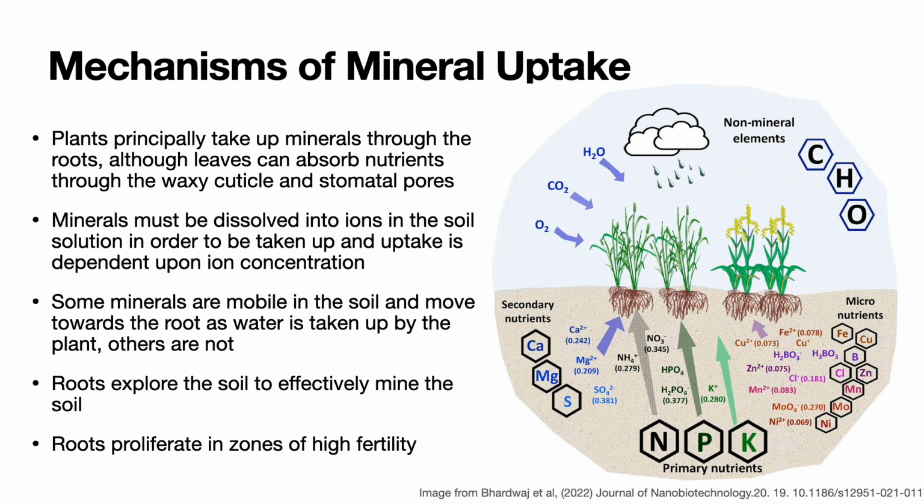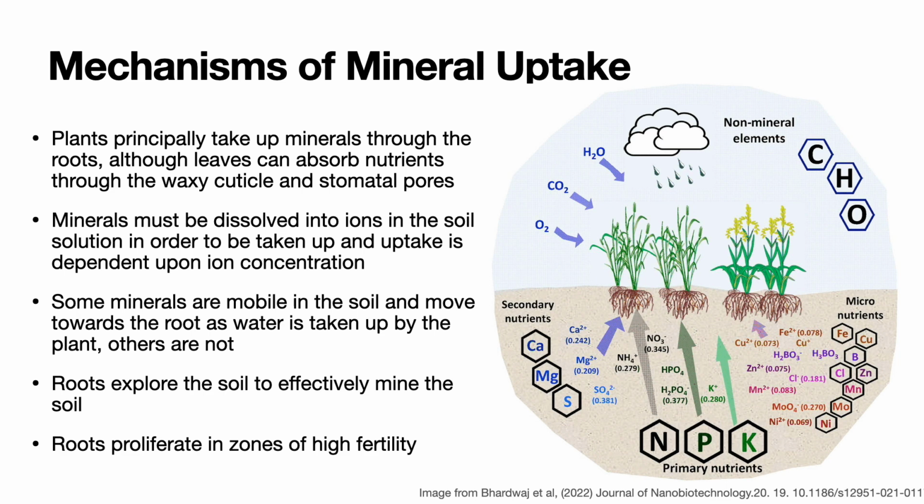Some minerals are mobile in the soil and can move towards the root as water is taken up by the plant. So the plant is transpiring, it's sucking water towards the roots from afar. And if those mineral ions are soluble and able to move through the soil particles, then they will move closer to the plant. And I'm going to discuss this a little bit more in detail.